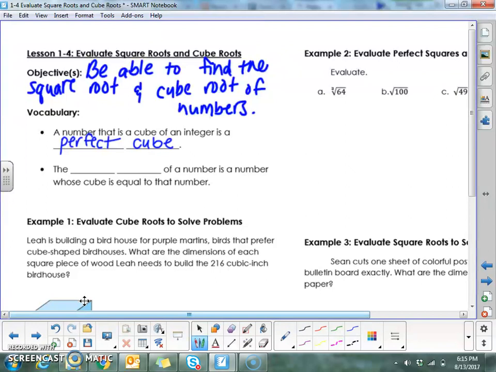So for the vocabulary, we have a number that is a cube of an integer. That's called a perfect cube. And then the cube root of a number is a number whose cube is equal to that number. So if you have, let's say, the cube root of 8, that would be 2, because 2 times 2 times 2 gives me 8. Okay.